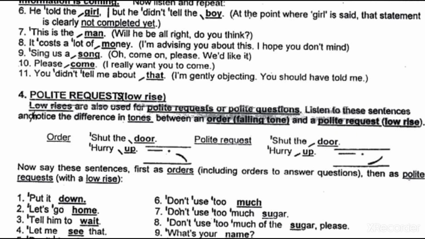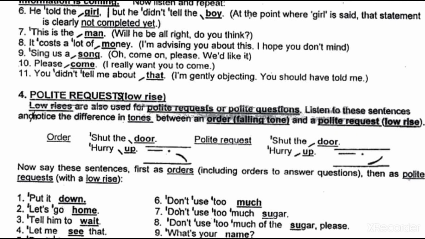Number 9, sing us a song. So here it's a desire to persuade someone. Number 10, please come. So here the same thing. Please come. So here I'm persuading someone to come. And finally, you didn't tell me about that. So here I'm objecting. You should have told me. So here I'm not pleased. You didn't tell me about that. I'm not pleased about what you did.